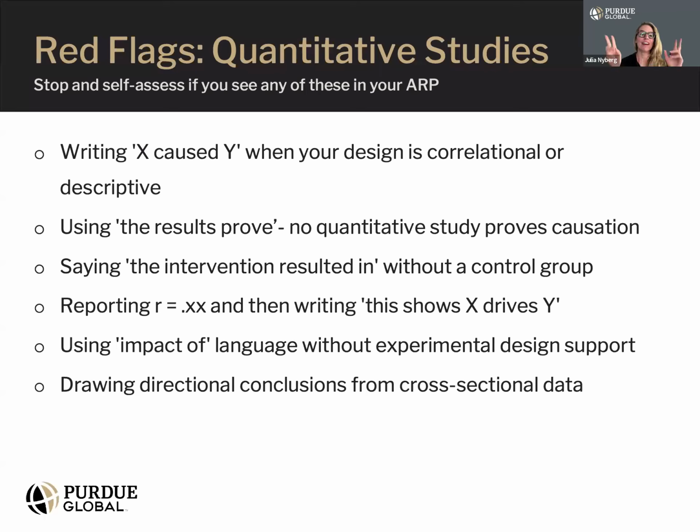Next, the intervention resulted in, without a control group. That's a classic pre-post study error. If you measure something before and after a program, but you have no control group, you cannot claim the program resulted in the change. Other factors may explain it.